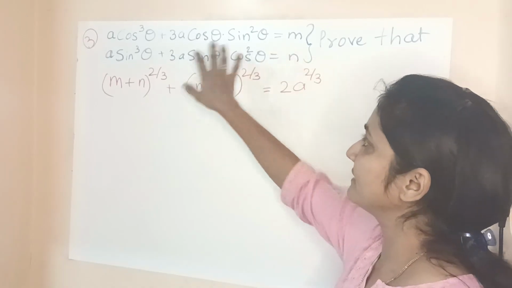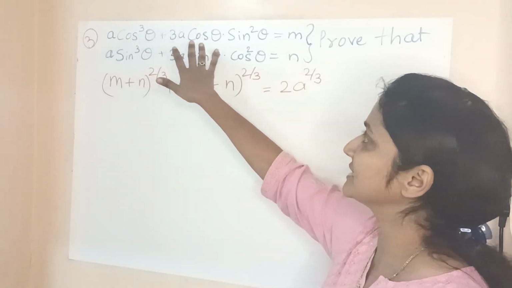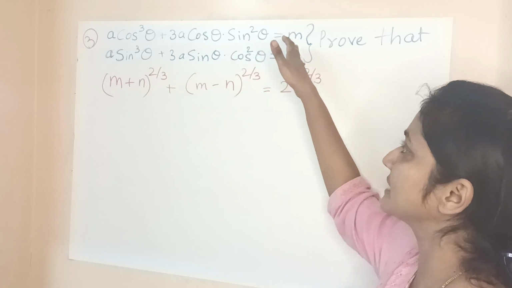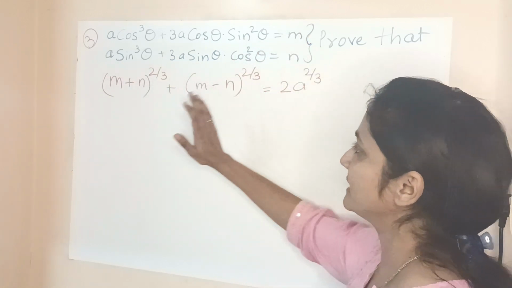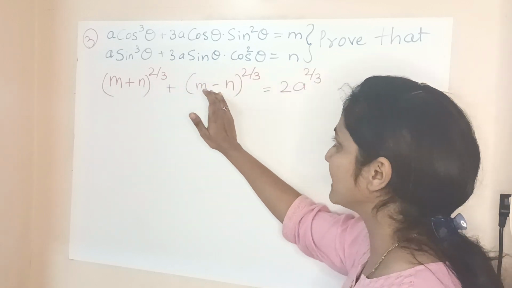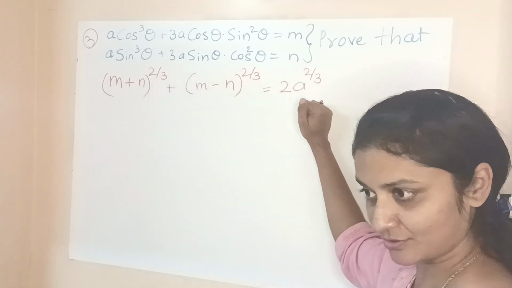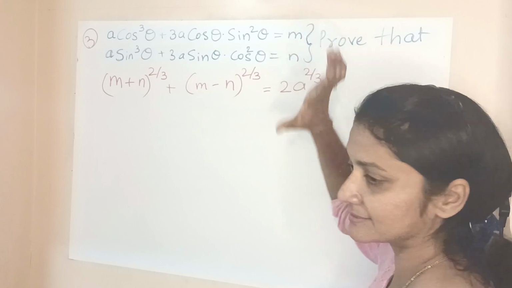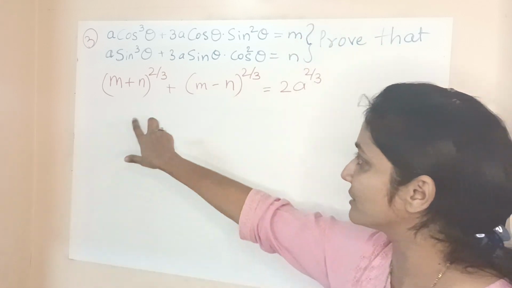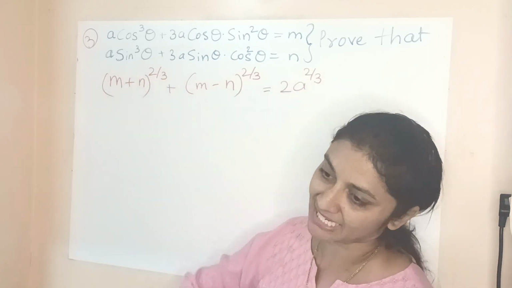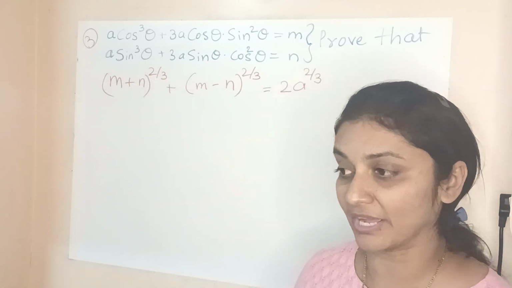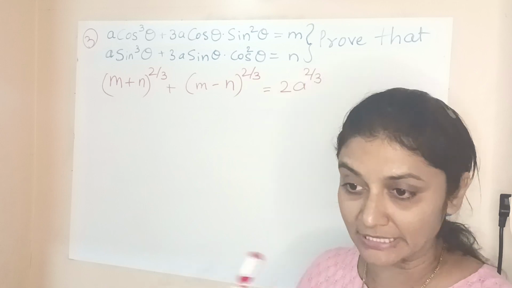See now, they gave a cos cube plus 3a cos into sin square equals m, and they gave this, and are asking us to prove that m plus n plus m minus n is going to give you this. Okay, that means we need to add this. It should click in your brain because we don't have a value for m plus n. They gave us m and n separately. So what should I do? It's a 5 mark question. What should I do? Okay, don't leave it.